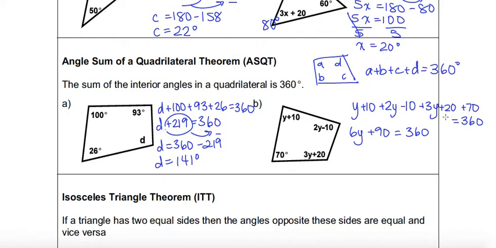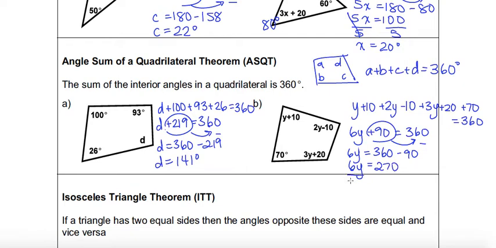So now this becomes an algebra question that's a little bit easier for me to solve. So I'm going to start by taking my 90, bringing it over to the right-hand side. Right now it's being added to the 6y, so I'm going to subtract it. So I have 6y is equal to 360, take away 90. 360 take away 90 is 270.